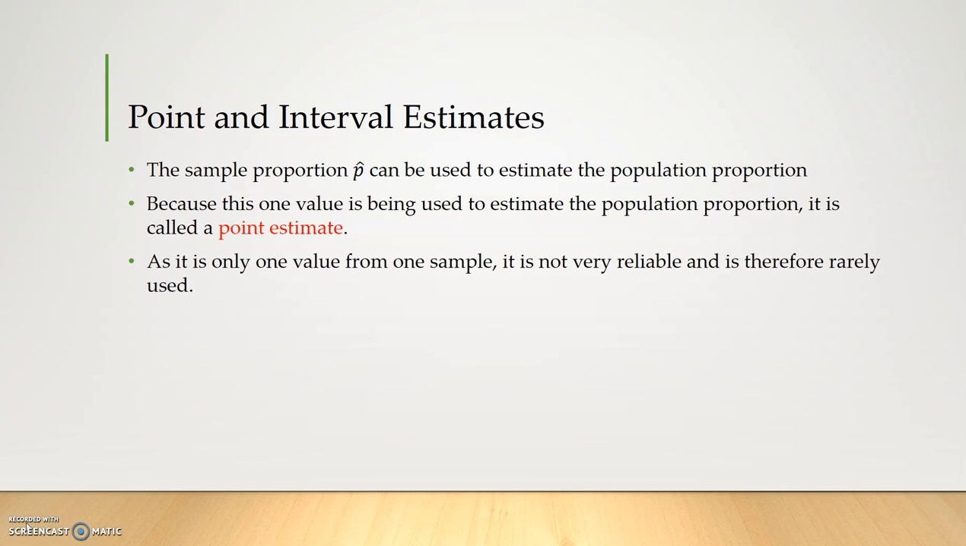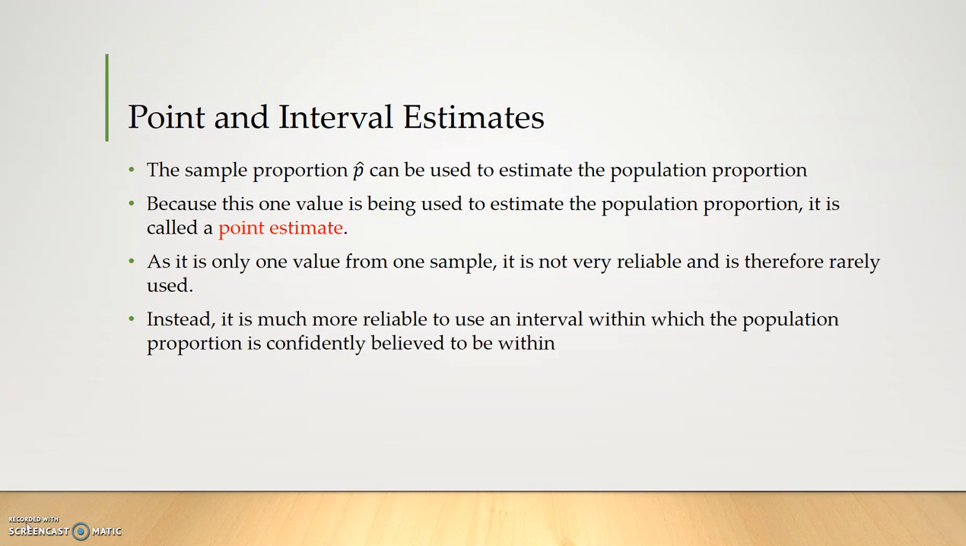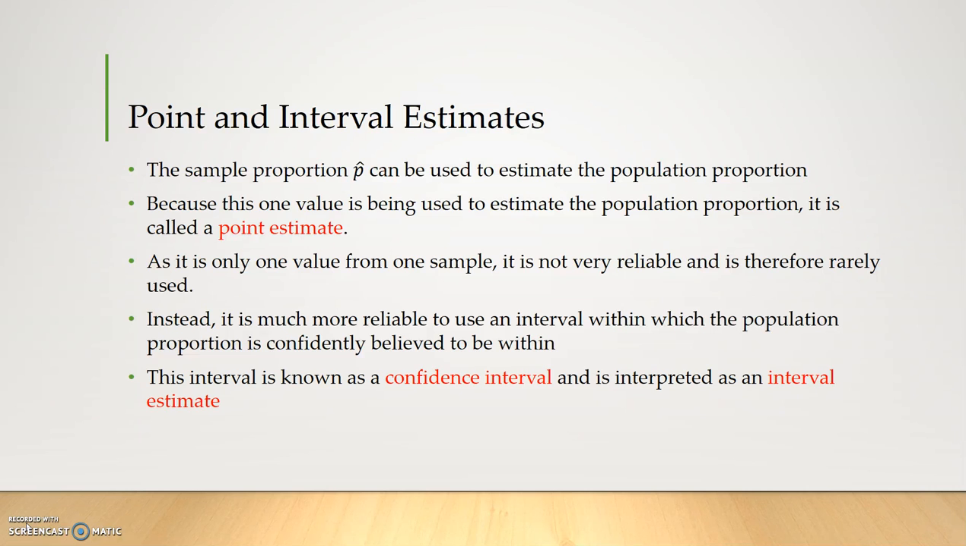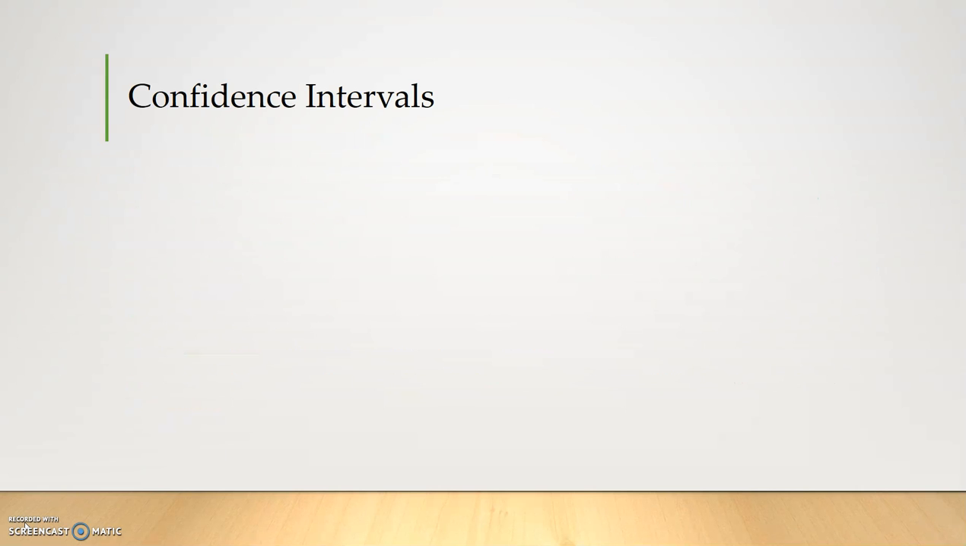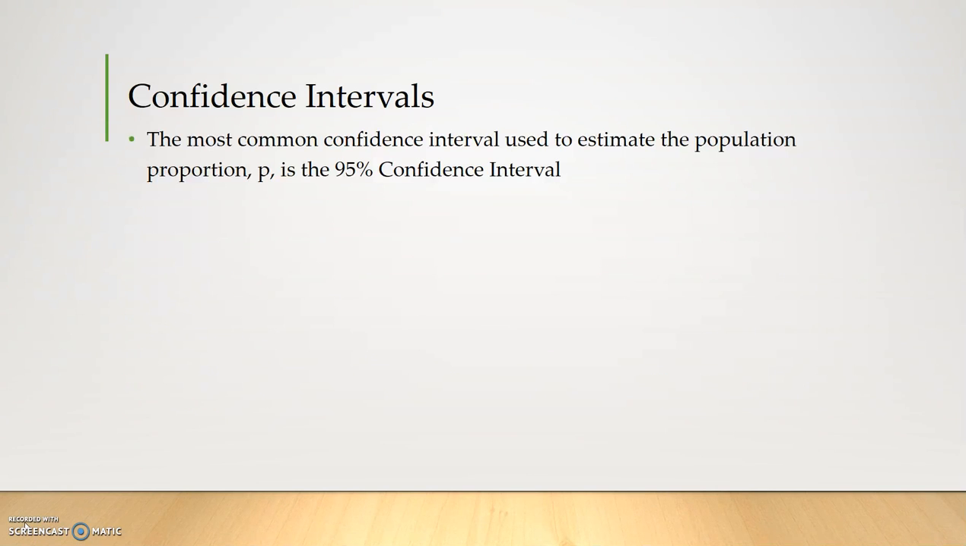As it is only one value from one sample, it is not very reliable and is therefore rarely used. Instead, it is much more reliable to use an interval within which the population proportion is confidently believed to be. This interval is known as a confidence interval and is interpreted as an interval estimate. Let's look at confidence intervals.